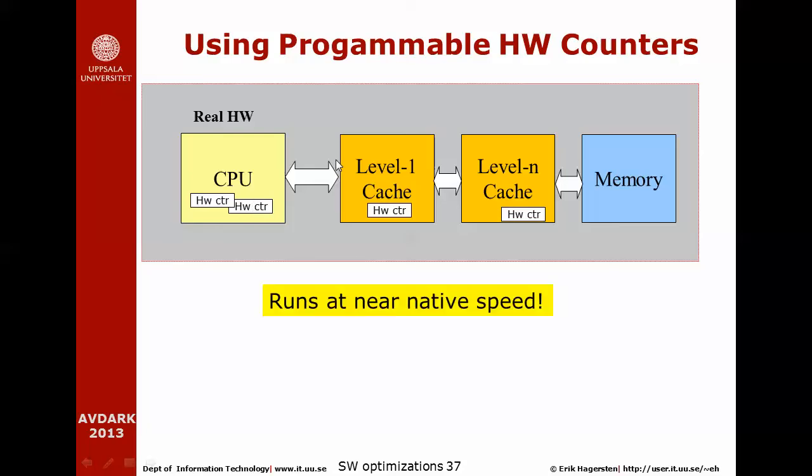It also, if you use hardware counters, then your tool will run at near native speed because these are built-in counters. It only inserts extra runtime overhead whenever you need to go and read these counters. So if you need to break down the counter information at an instruction level, that means you will have to go and read these counters more often. But still, typically these kinds of tools run at near native speed.